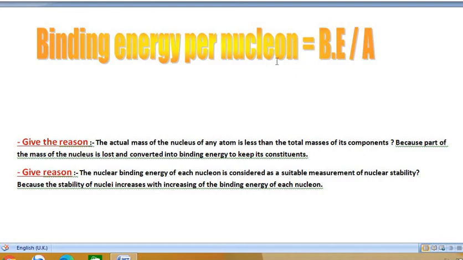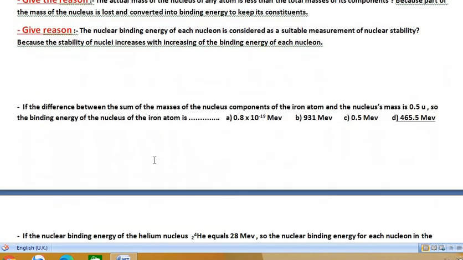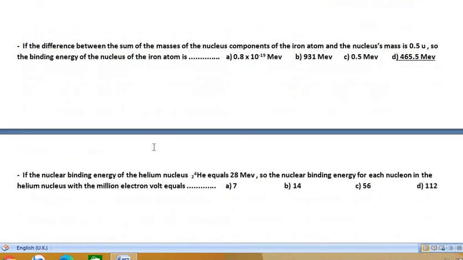Binding energy per nucleon is a measurement of the stability of the atom. As the binding energy per nucleon increases, this means that each nucleon participates more in the binding energy, and this means that the atom will be more stable. But if the binding energy per nucleon is small, this means that the atom is not stable.